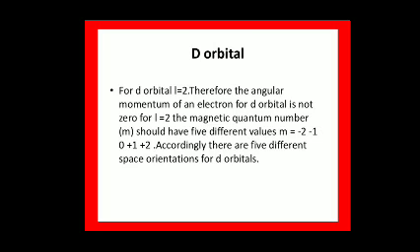For l value 2, the magnetic quantum number m has 5 different values: -2, -1, 0, +1, +2. Accordingly, there are 5 different shape orientations for d orbitals. Five degenerate orbitals are available in the d orbitals: -2, -1, 0, +1, +2.